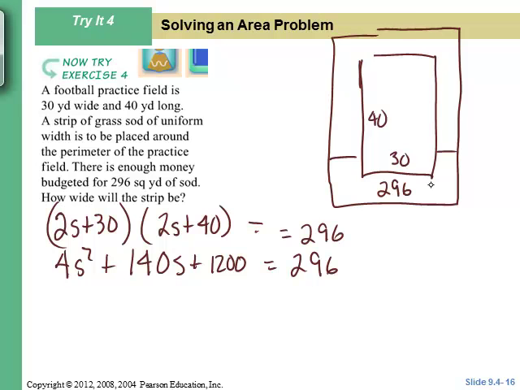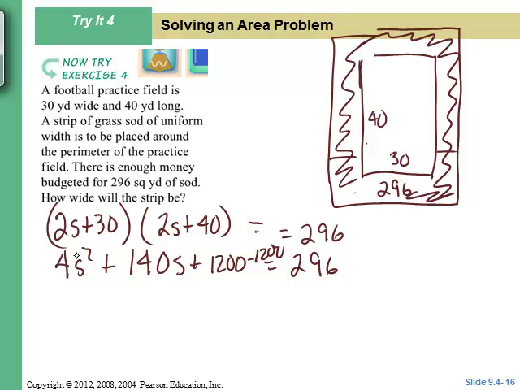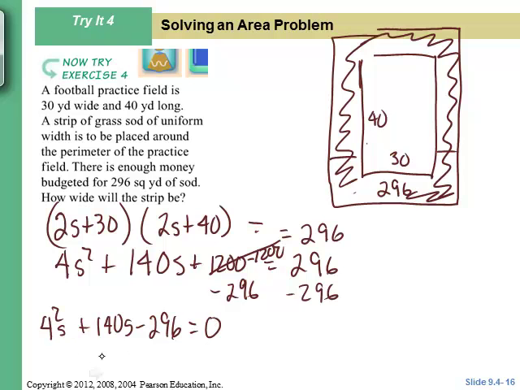Oh, no, we have to subtract 1200 because the area of the sod is just going to be this part here, not the whole thing, 2s plus 30. So we have to subtract 1200. Since we added it before, let's just subtract 296 from both sides. And we get 4s squared plus 140s minus 296 equals 0. Divide everything by 4.